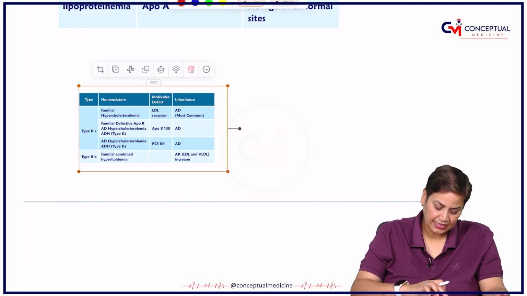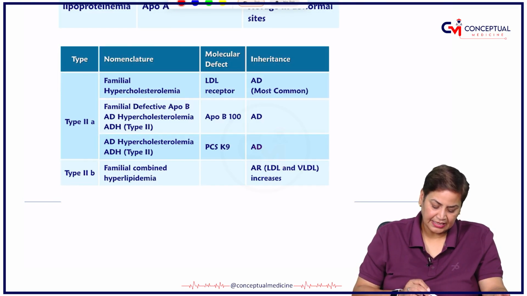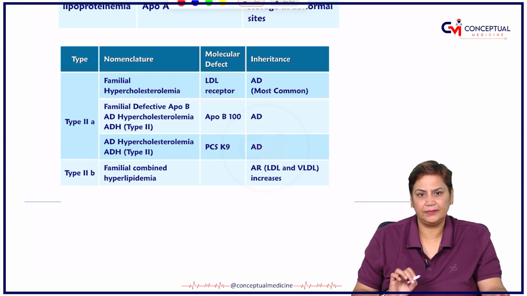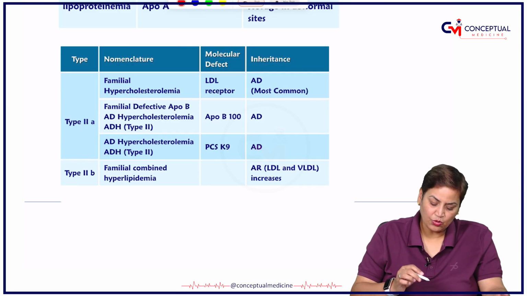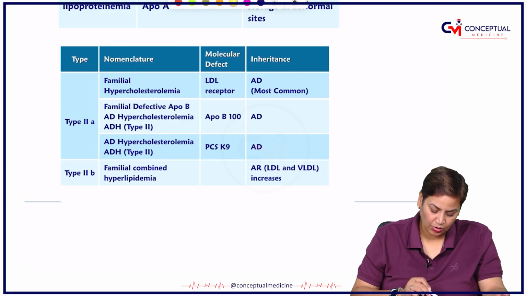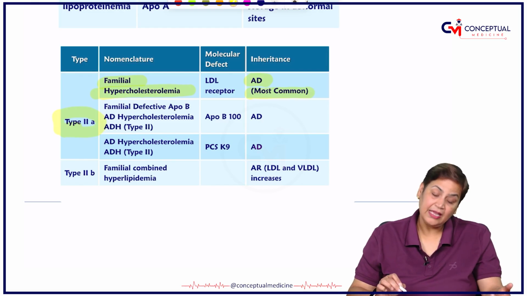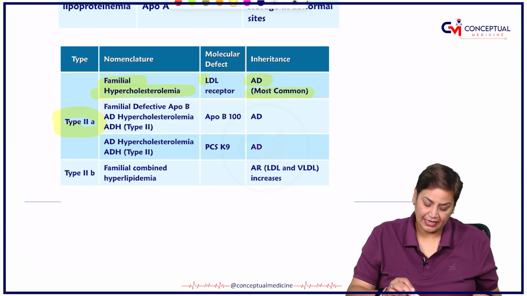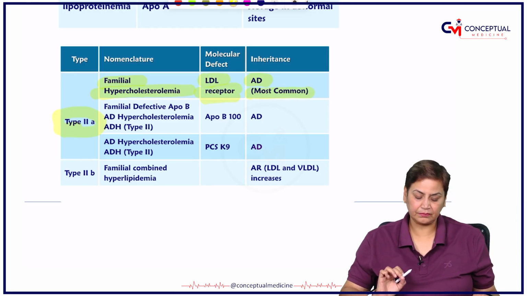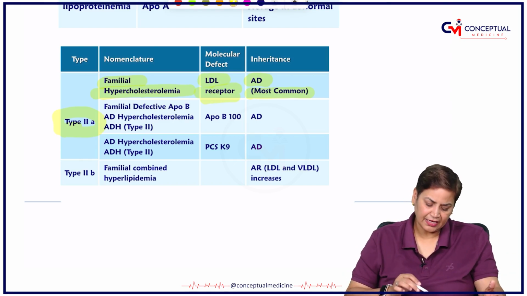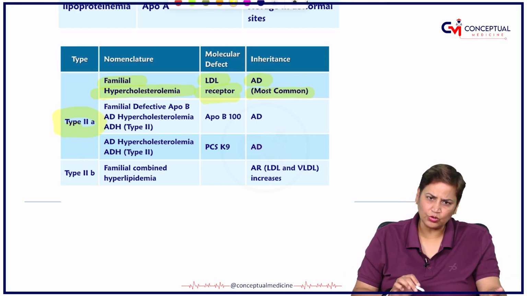If we talk about this table, this is type 2A. Type 2A is actually very important, right. In type 2A you have to just focus on one thing, that familial hypercholesterolemia is there, which is autosomal dominant, and the defect is in the LDL receptor. This you have to remember. The rest of the others are also there, we can just go through this.